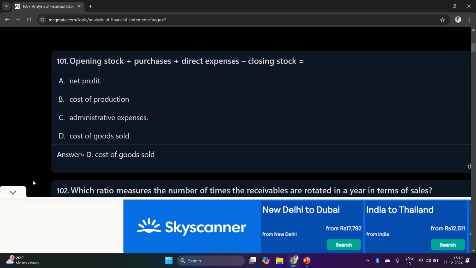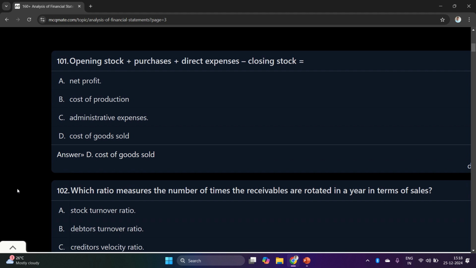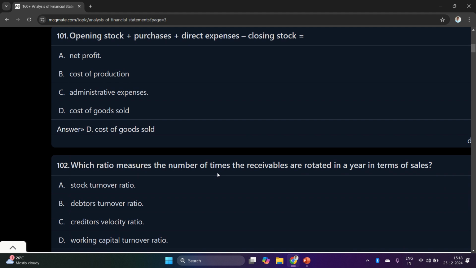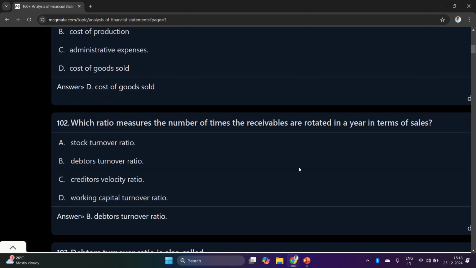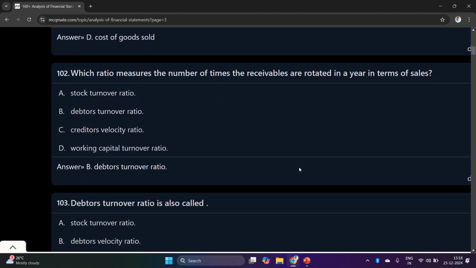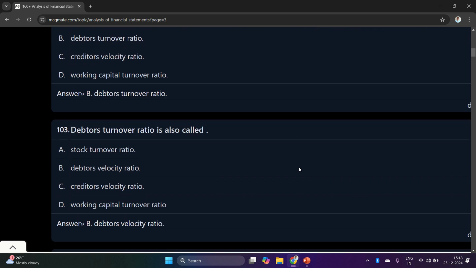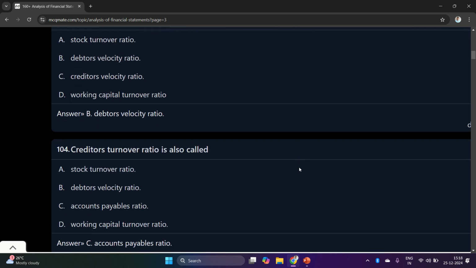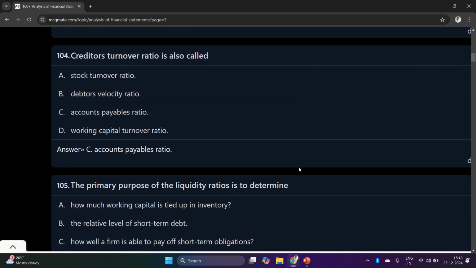Opening stock plus purchases plus direct expenses minus closing stock is cost of goods sold. Which ratio measures the number of times the receivables turn over? Debtors turnover ratio is also called debtors velocity ratio. Creditors turnover ratio is also called accounts payable ratio.